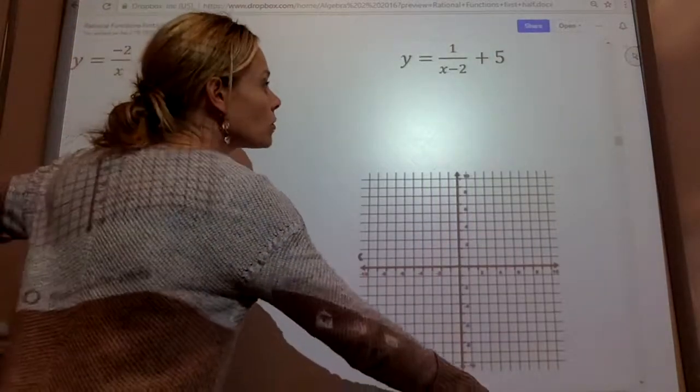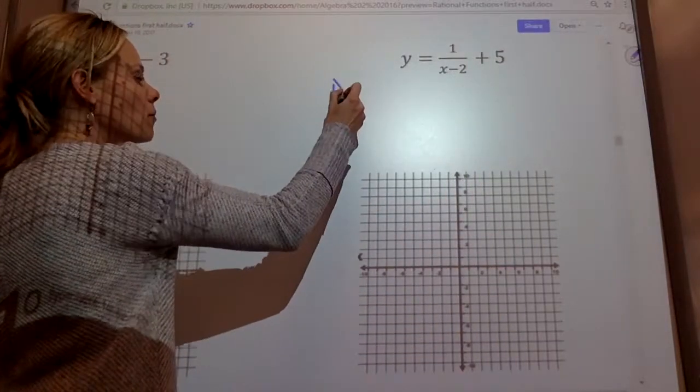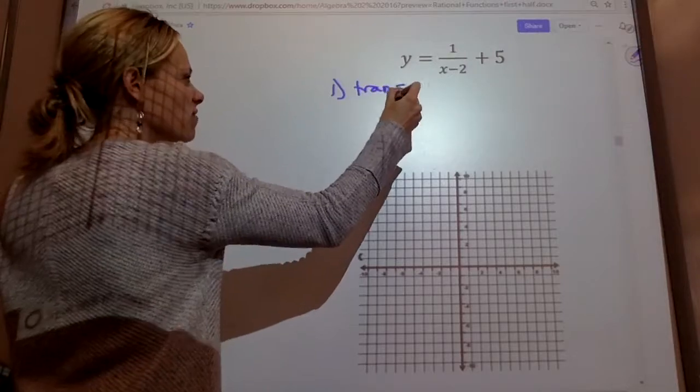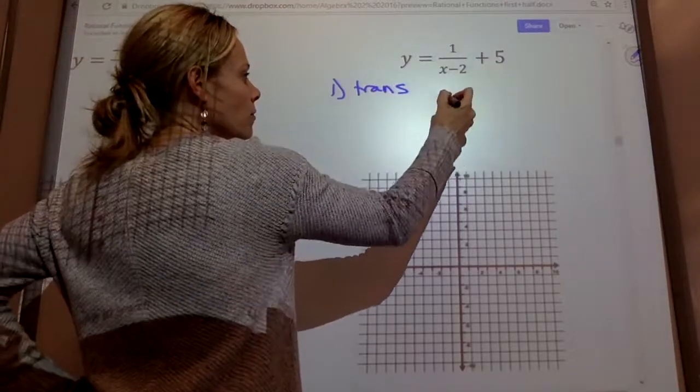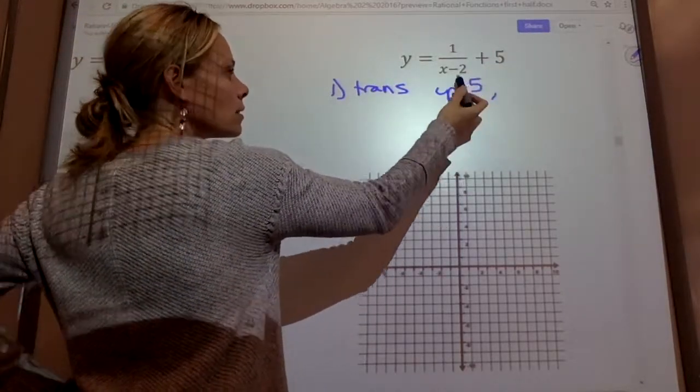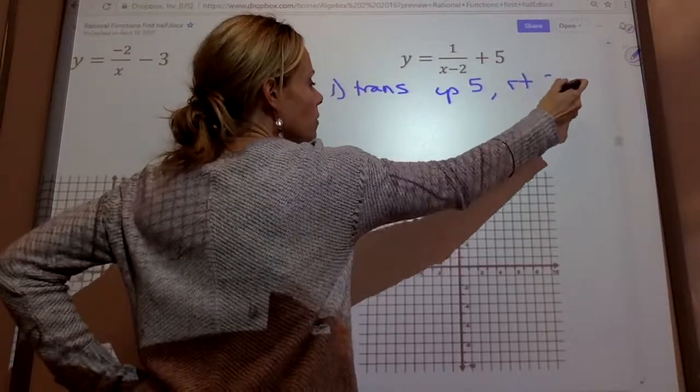Okay, so move to this example here. What are my transformations? Up 5, and what else? Right 2, very good. Up 5 and right 2.